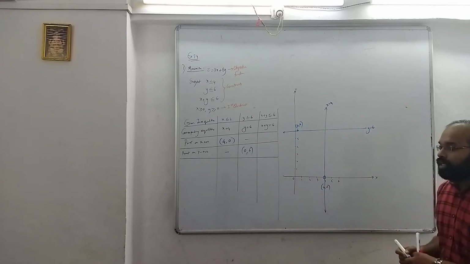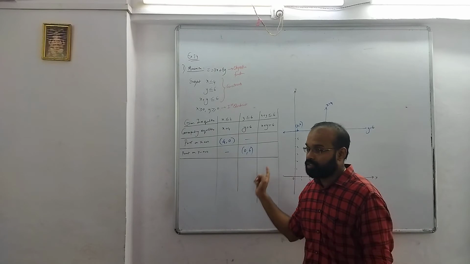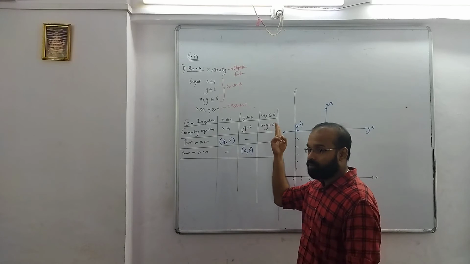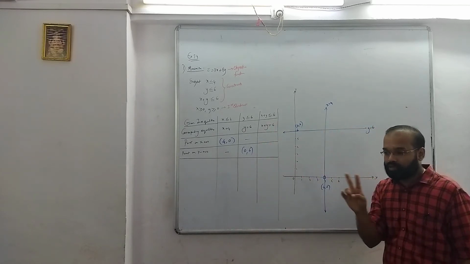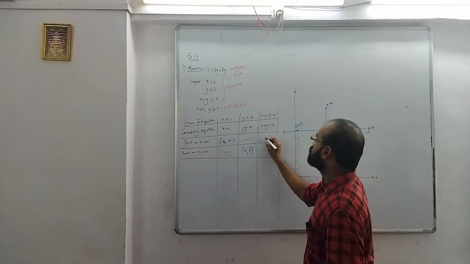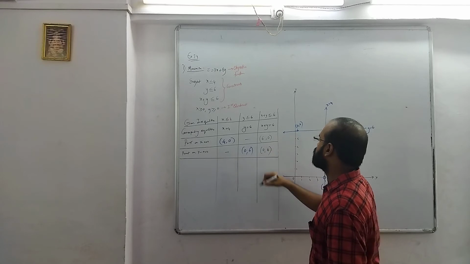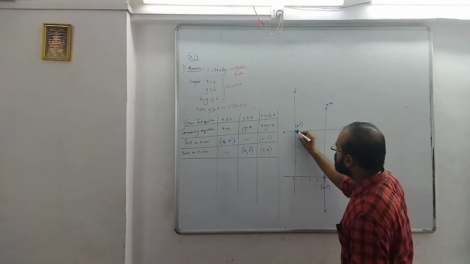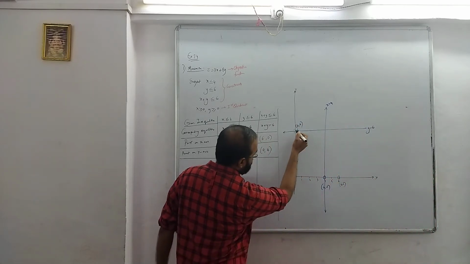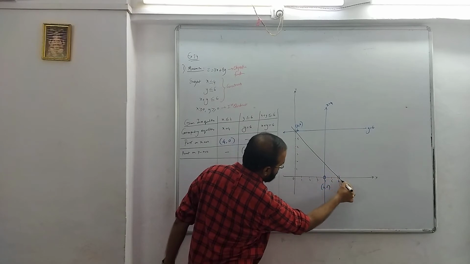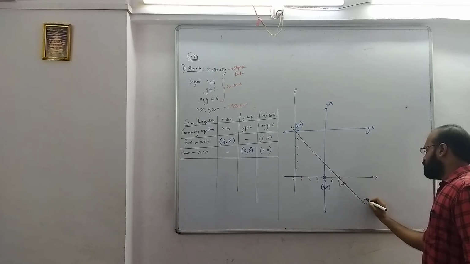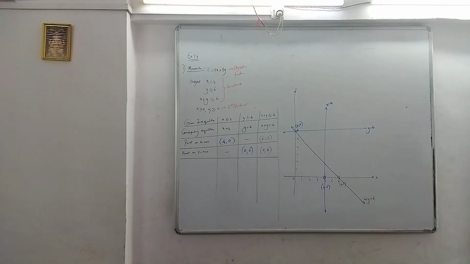As I told you earlier, these lines are parallel to an axis because each has only one variable, x or y. But x plus y has two variables, so this line will never be parallel to the x or y axis. This is again very simple. If I put y equal to 0, x is 6, and if I put x equal to 0, y is 6. So the points are (6, 0) and (0, 6). If I draw a line through them, this line is x plus y equal to 6.